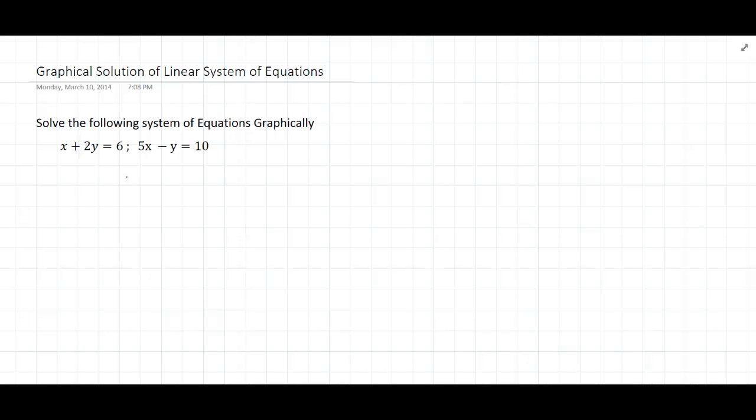Graphical solution of linear system of equations. For the given system of linear equations, if we draw each equation of the system on the same grid, then the point of intersection of all lines gives the solution of the linear system.